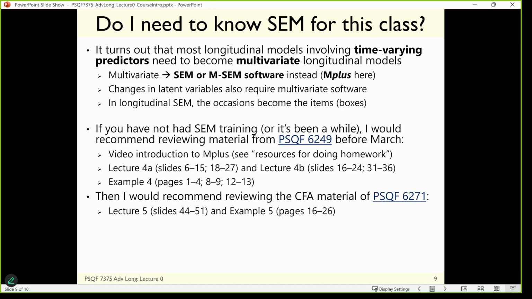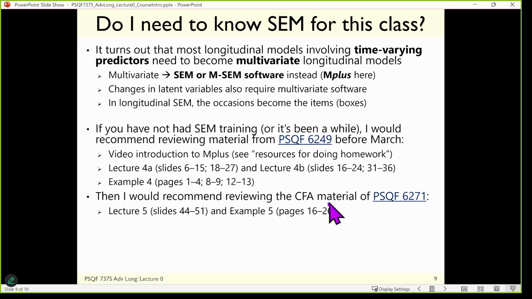So that's the connection. If you haven't had SEM, at some point before March, it would be useful for you to go through a few limited parts of that class. So I went through all the slides and examples, and I pulled out this section here. So these are the things that I would recommend reviewing if you haven't had this before, or it's been so long that you're not sure you remember any of it.